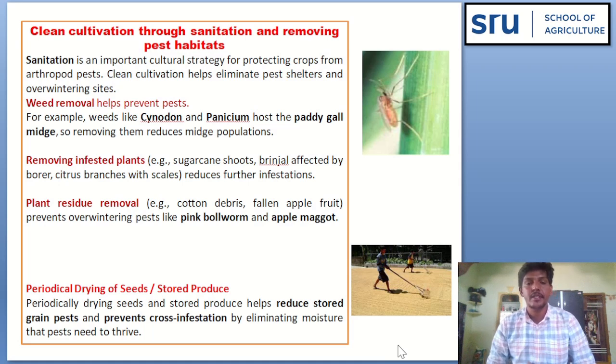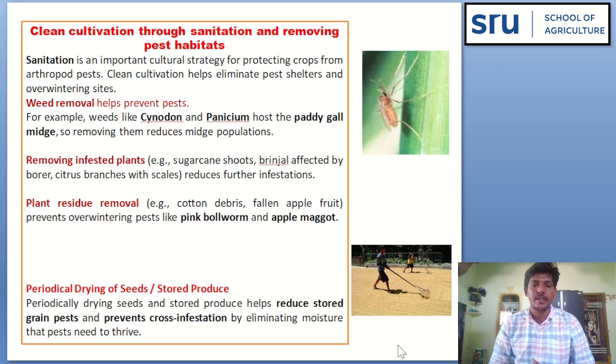Clean cultivation through sanitation and removing pest habitat. Clean cultivation through weed removal helps in preventing many pests, such as weeds like Cynodon and Panicum that host paddy gall midges. When we remove these weeds, this helps in managing gall midges.